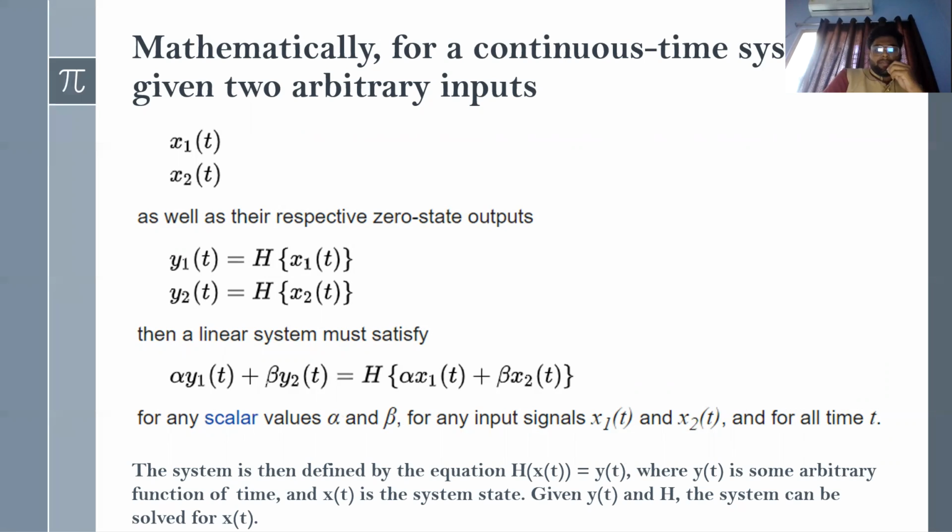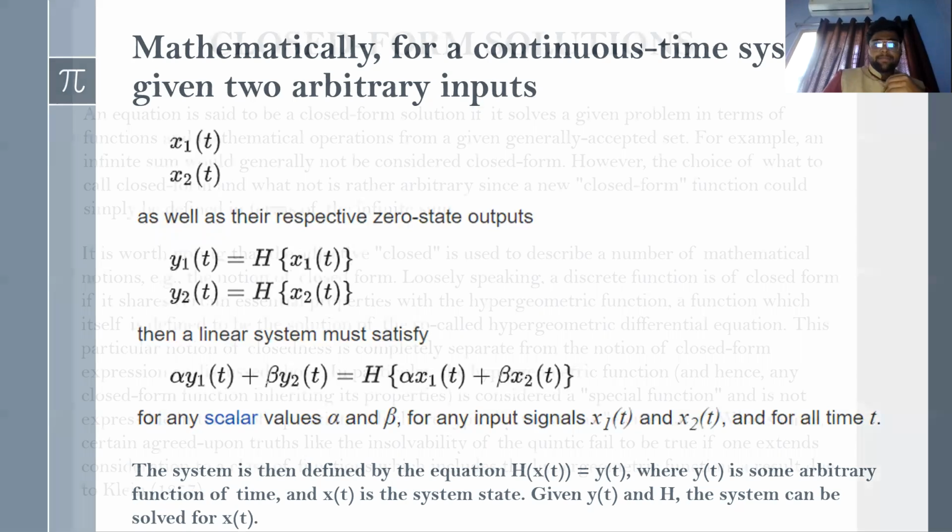The system is defined by the equation H of x(t) equals y(t), where y(t) is some arbitrary function of time, and x(t) is the system state. Given y(t) and H, the system can be solved for x(t).